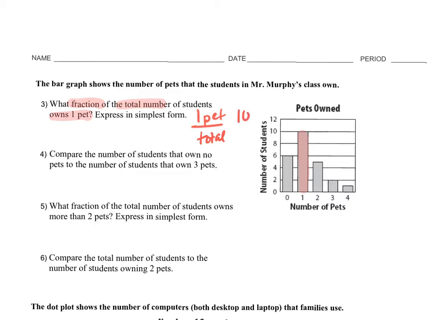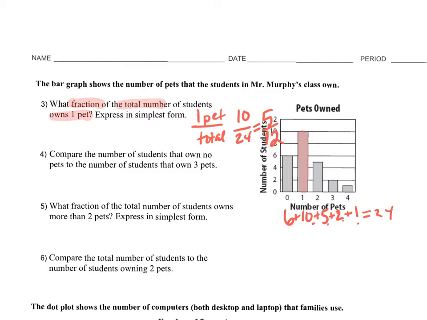Out of the total, well, 10, this is 6, plus 10, plus 5, plus 2, plus 1. So that's 16, 21, 22, 23, 24 total. So 10 out of 24 own one pet. Can I reduce that? They're both divisible by 2, so we reduce to 5/12. I'm sorry, not 5/16, 5/12.